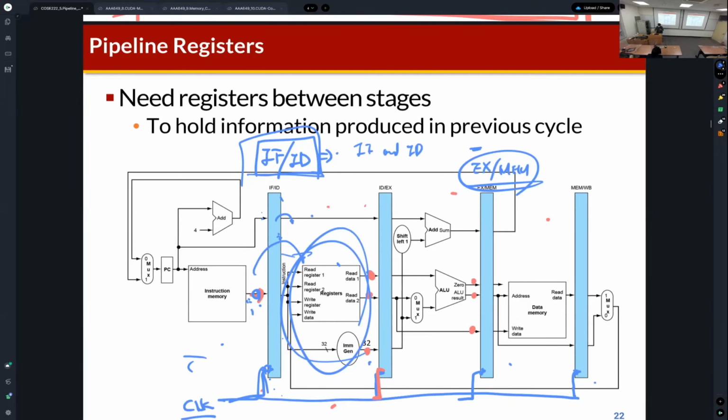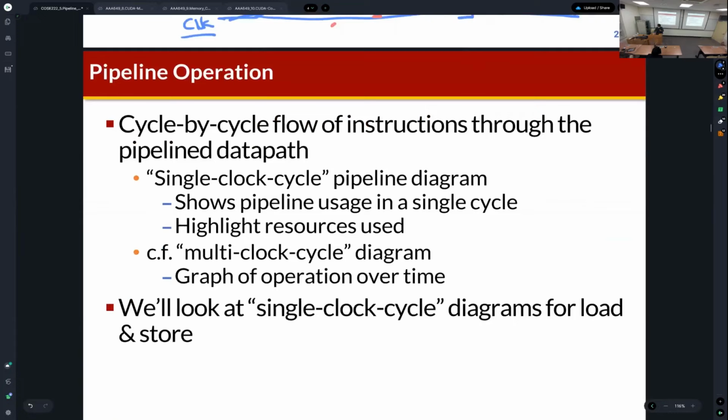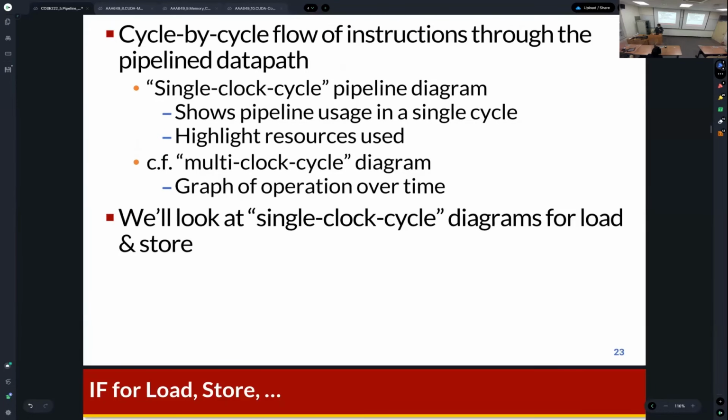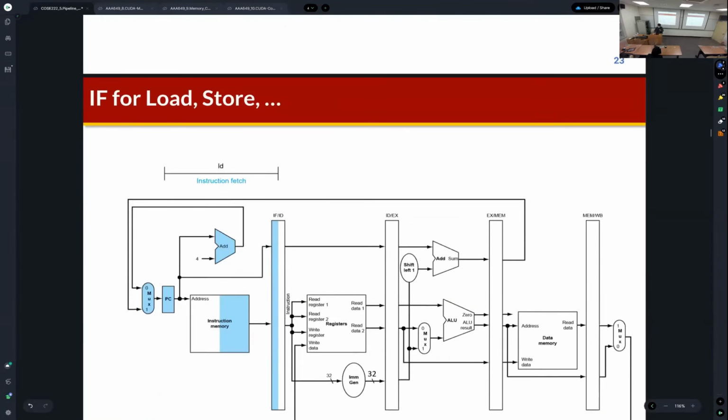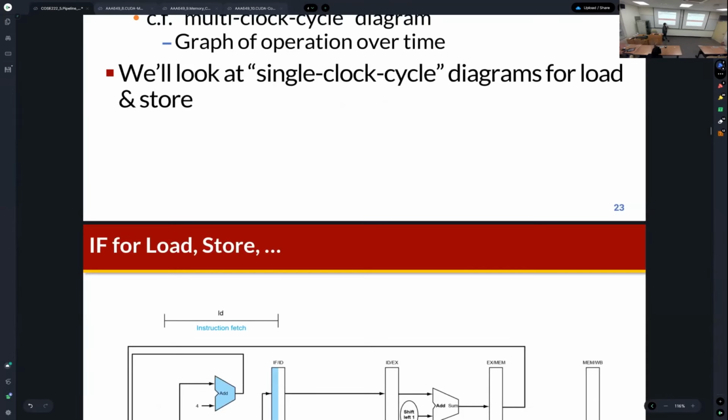In the next class, I will also explain the pipeline architecture of RISC-V, and how the signals are delivered and how the signals flow through the pipeline stages. Okay, any questions?